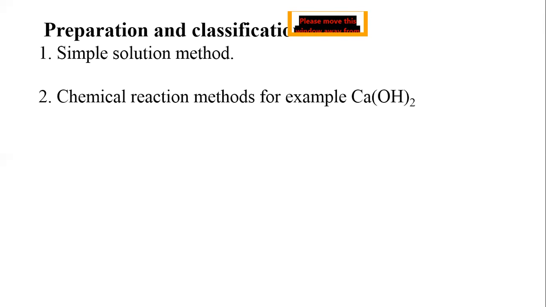The second method for preparation is called the chemical reaction method. For example, we have calcium hydroxide. Calcium hydroxide can be prepared by two methods, simple and chemical reaction method. In the simple solution method, we can dissolve calcium hydroxide powder in water as a solvent, or by the chemical reaction method, by adding calcium oxide to water, and the reaction results in the formation of calcium hydroxide.